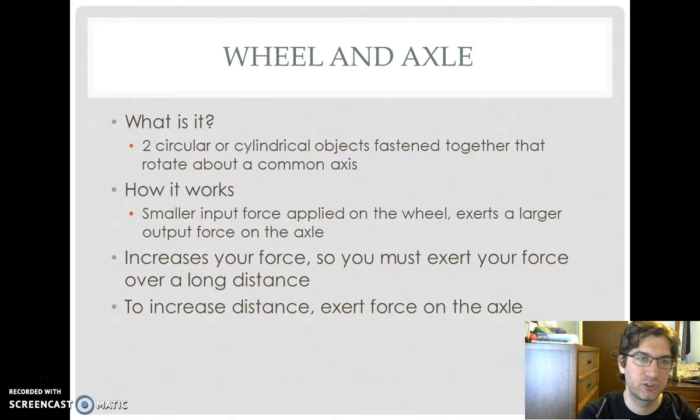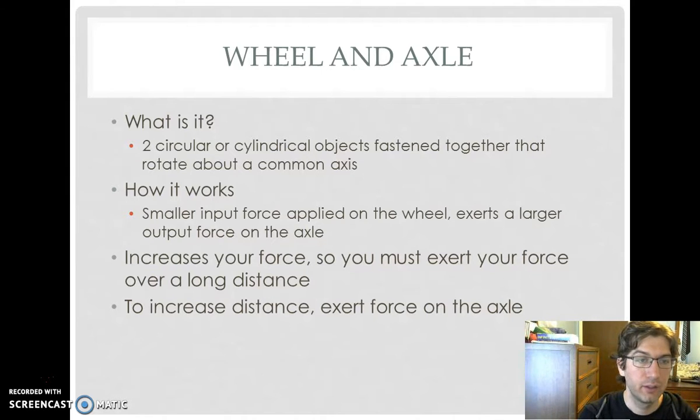It's just two circular or cylindrical objects fastened together that rotate around a common axis. So if you find the center of each of the cylinders or circles and connected them at the center, then you would basically get a wheel and axle.